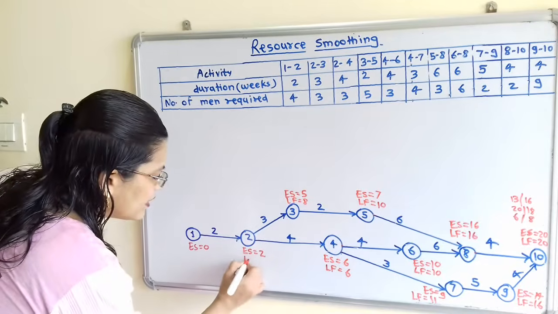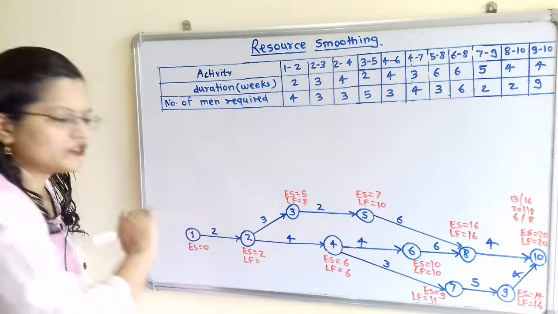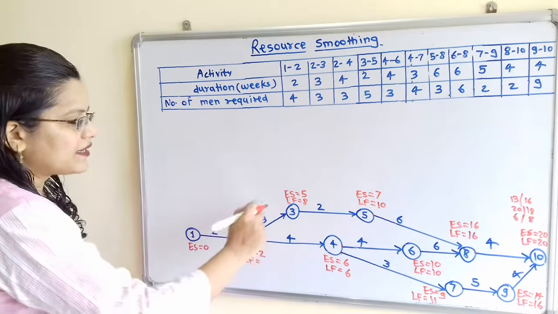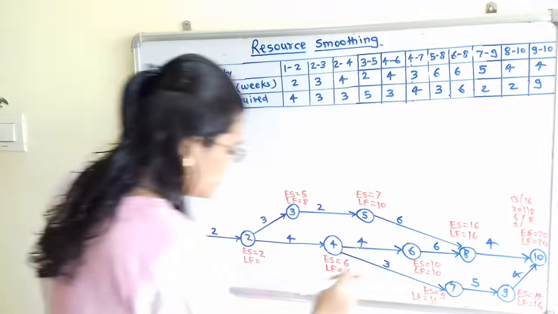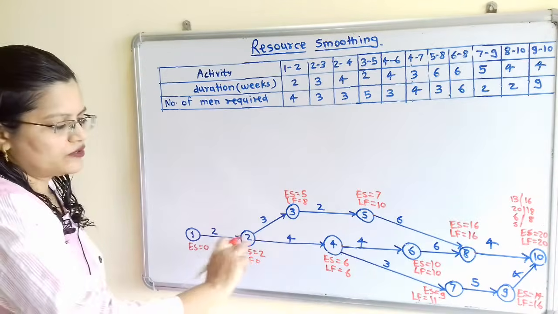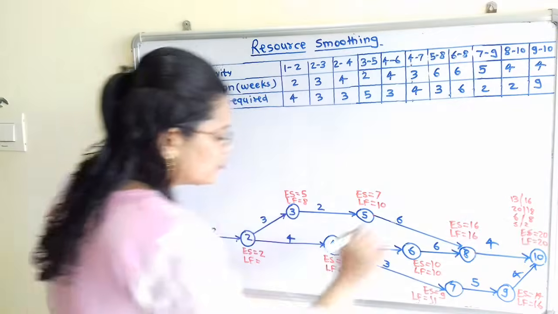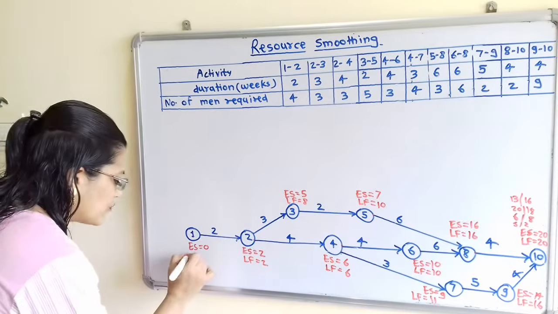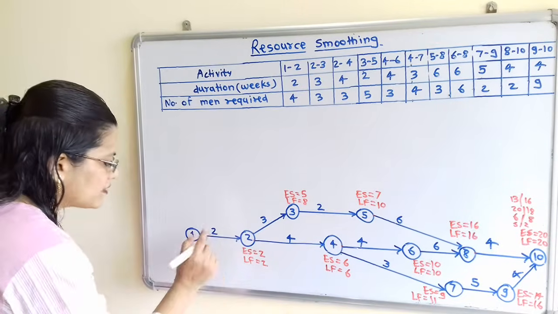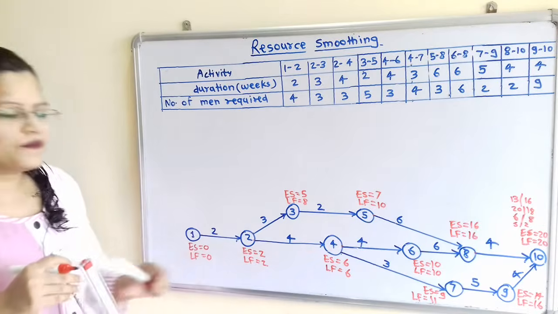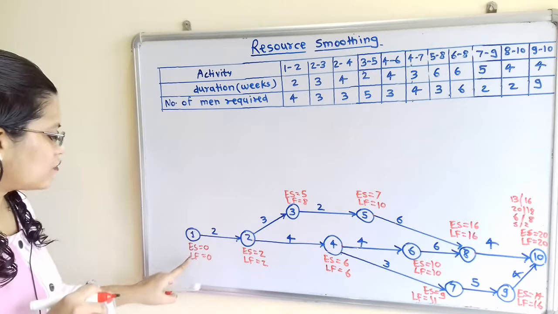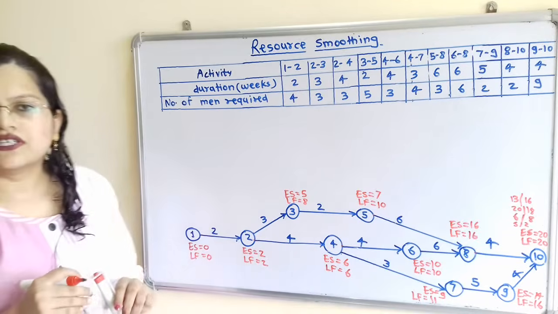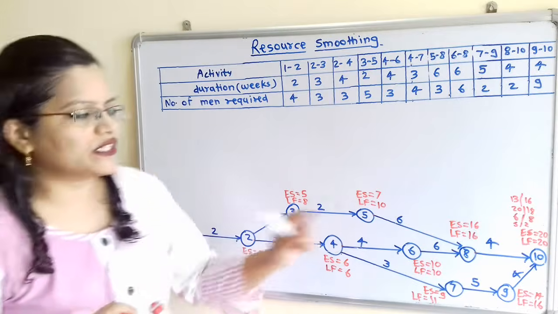Then here LF. Now at node 2 there are two arrows starting. So there are two options. 8 minus 3, that is the first option, 5. And second option 6 minus 4, that is 2. So we have to choose the lowest, that is 2. Now last LF at node 1. LF 2 minus 2, that is 0. So if we observe our cross calculation, LF at node 1 should equal 0 and it is equal to 0. So we can say that this calculation is correct.